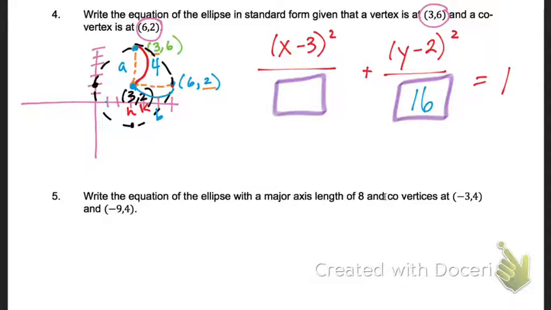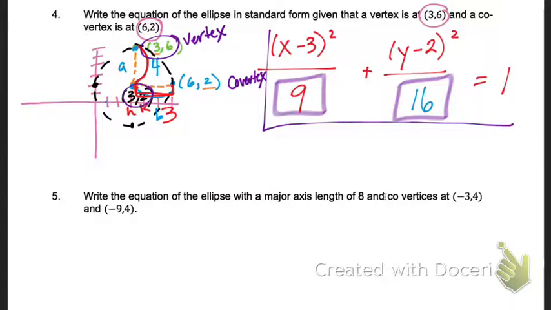Because how many points from the center to the outside horizontally? So from 3 to 6. Just 3. 3 squared is 9, and 9 goes under the X. Also, the words vertex and co-vertex tell you that it's a vertical, because vertex goes with your major axis, co-vertex goes with your horizontal. So 3, 6 is my vertex, 6, 2 is my co-vertex. So that means that it would be a vertical. And so this is my final answer.